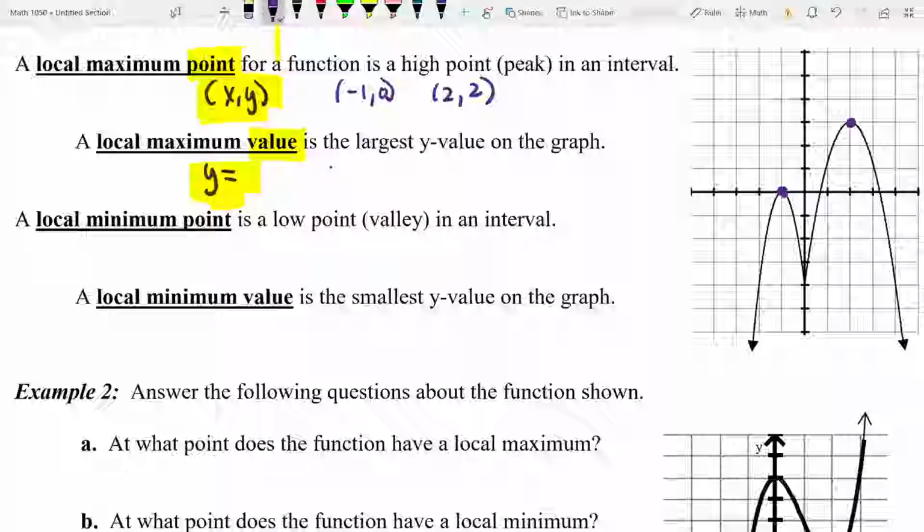So we have two of them. One is higher than the other. It doesn't matter that one's higher than the other. A local maximum or a local minimum just means a peak within a certain region.